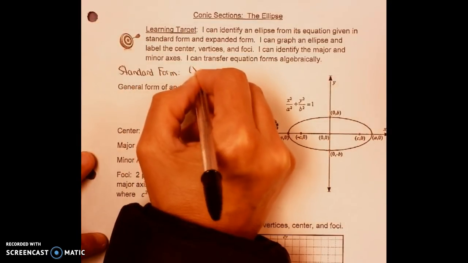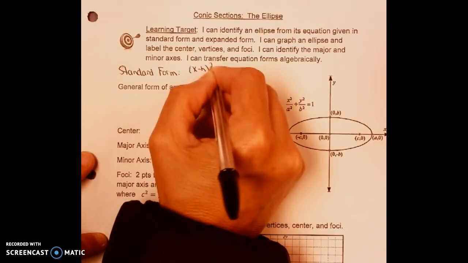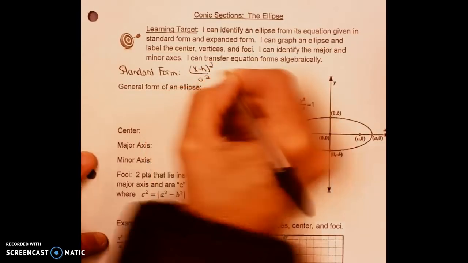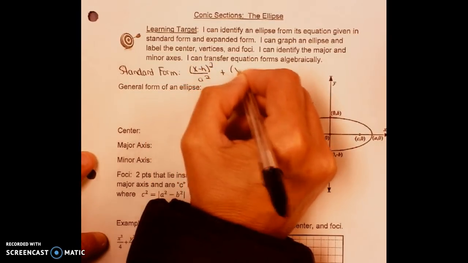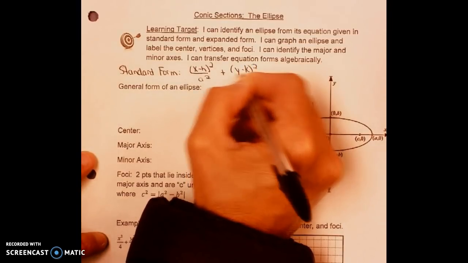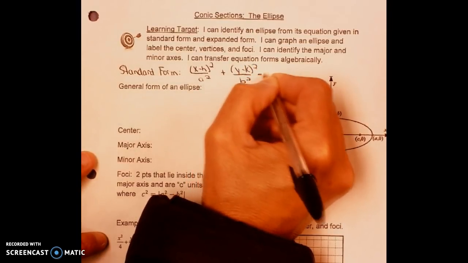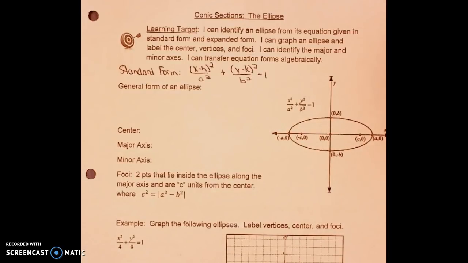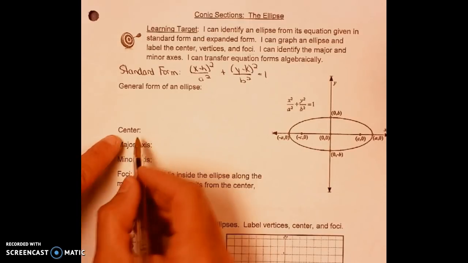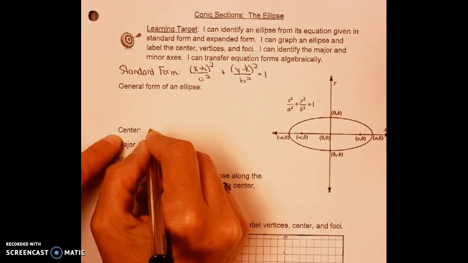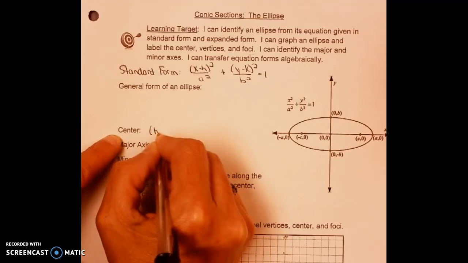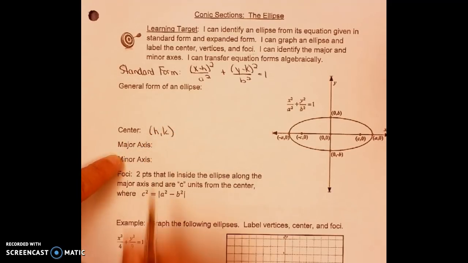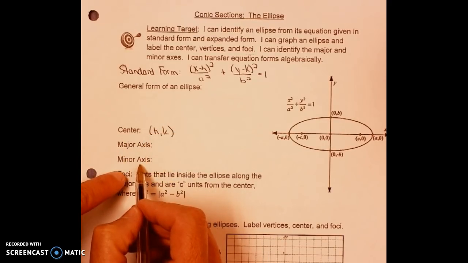So the standard form is (x minus h) squared over a squared plus (y minus k) squared over b squared is equal to 1. And let's go down here. Your center of your ellipse, similar to your circle, is h comma k. We have what's called our major and our minor axis.